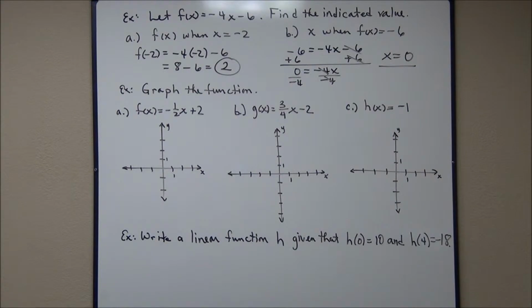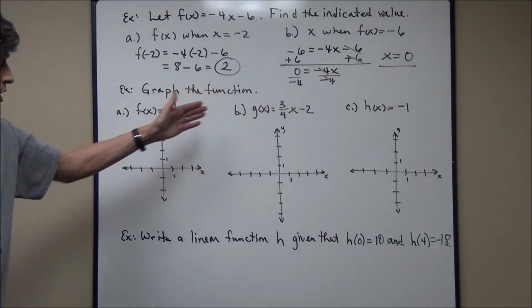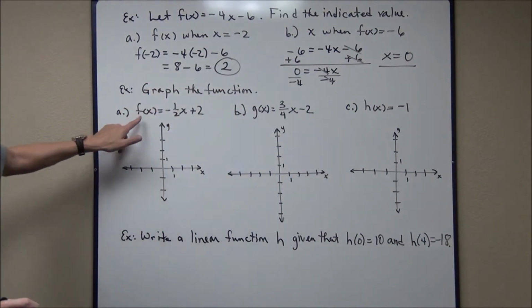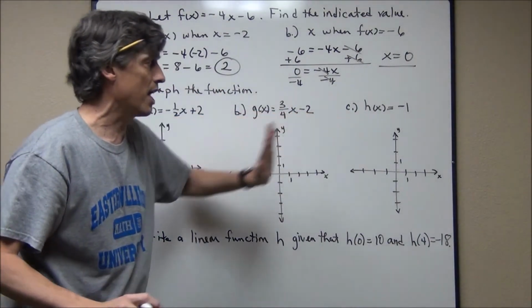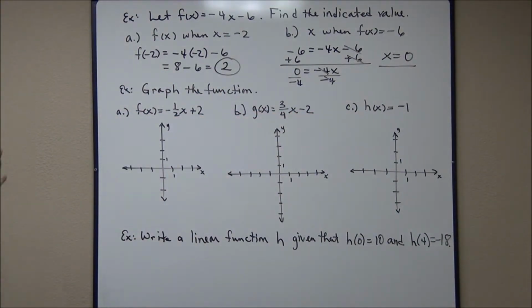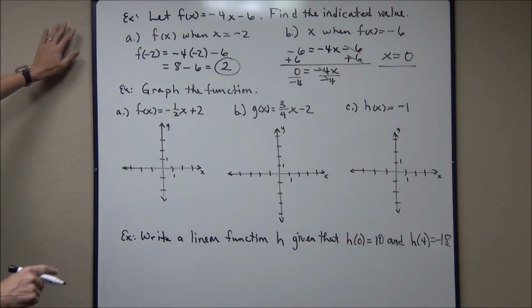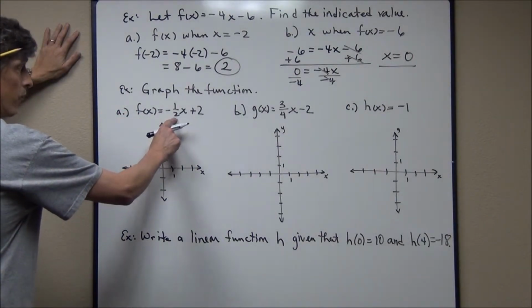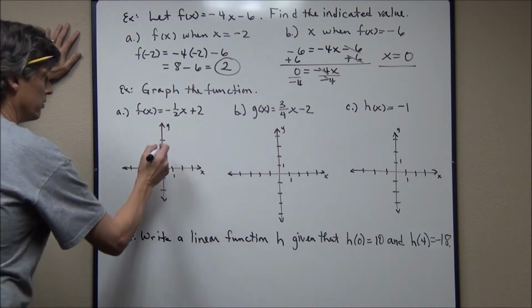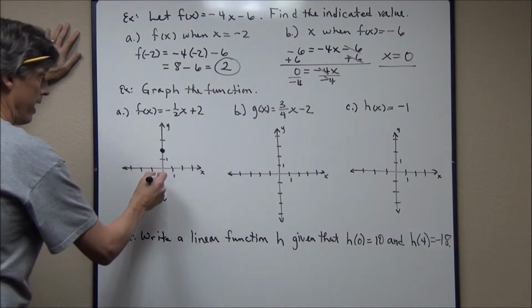Then, let's see, I'm going to graph 3 linear functions. Notice using the function notation. Remember, f of x, g of x, h of x, that means the same thing as y. And all of these are pretty much in slope-intercept form. The slope here is negative 1/2. My y-intercept is 0, 2. Right here, 0, 2 on the y-axis.